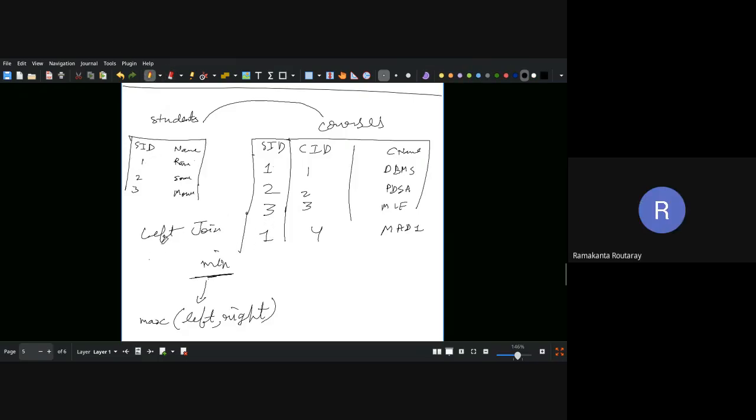And then the maximum in the left join, if you're telling all the combinations I need to take, that means one DBMS and one for MAD1 I will also consider for RAM. So that is not the maximum case. This is not how we are finding out the minimum and maximum cases. In this scenario, this is the minimum scenario.